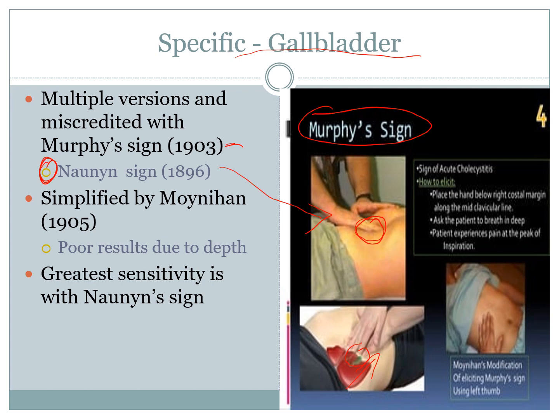Now, Moynihan sign, it did come out, and it was one of those ones that was looking after the patient, where you would just place your hand on the rib and then push your thumb up. Now, whilst it sounds a lot nicer than Nyan sign, it's not really deep enough to have any sensitivity associated with it. So it was somewhat discredited pretty early. So the greatest sensitivity that you'll find is with Nyan sign, which luckily is traditionally the way Murphy's sign is taught.